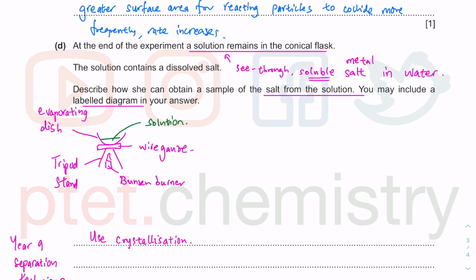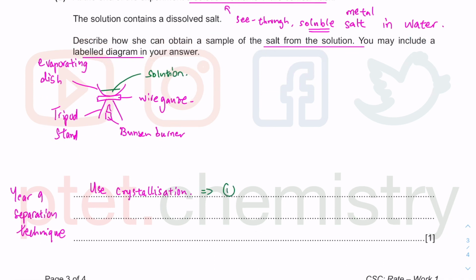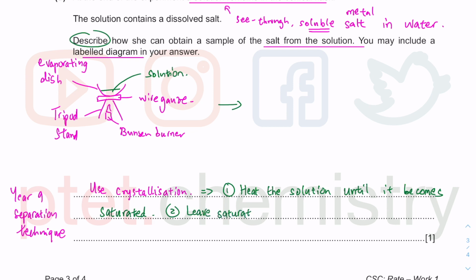Okay, so in terms of crystallization, there are a couple of important things. Stating you use crystallization is not enough because this is described. The first thing you do is heat the solution until it becomes saturated. This is a very, very important step. Saturated solution means it's already the maximum amount of solute that can dissolve in that amount of solvent at a particular temperature. And then number 2, leave the saturated solution to cool.